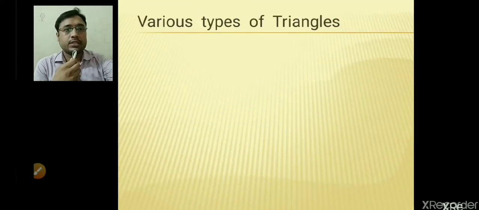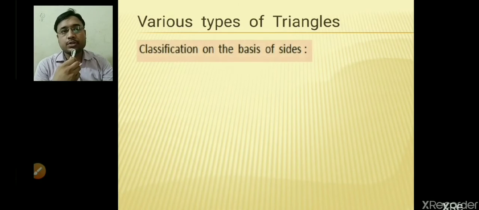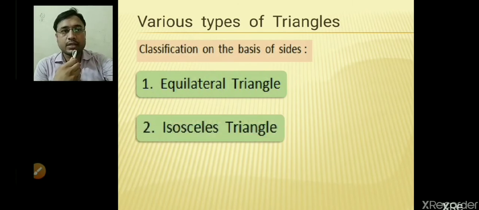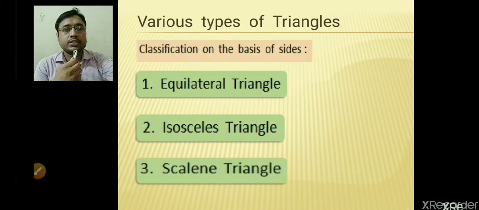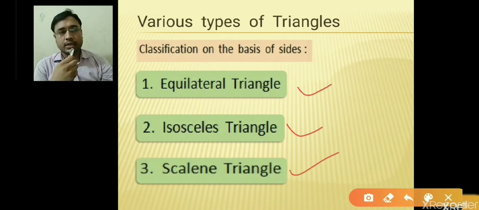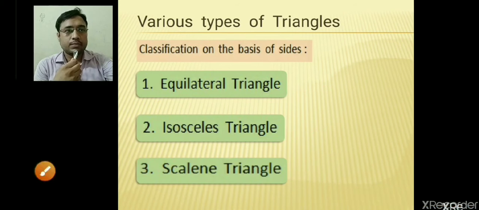Now we can see the various types of triangles. Okay, so first we are doing classification on the basis of sides. So first is the equilateral triangle. Second is the isosceles triangle. Third classification is the scalene triangle. So these are the triangles: equilateral, isosceles and scalene. One by one we will see all these with their properties.